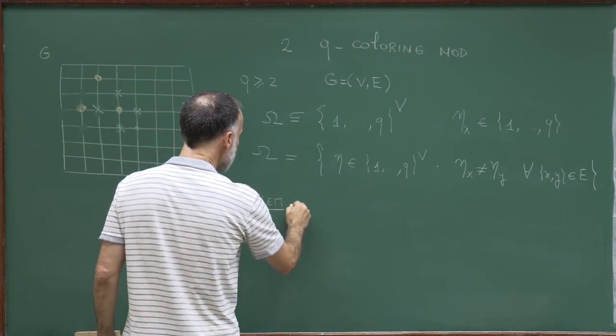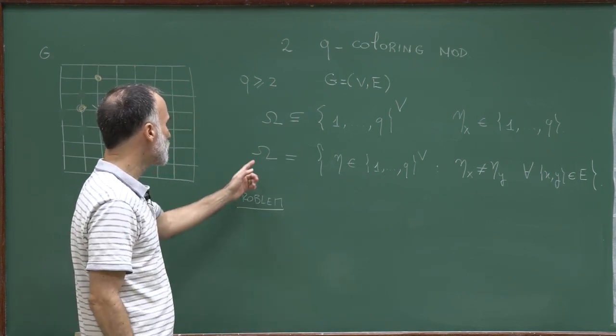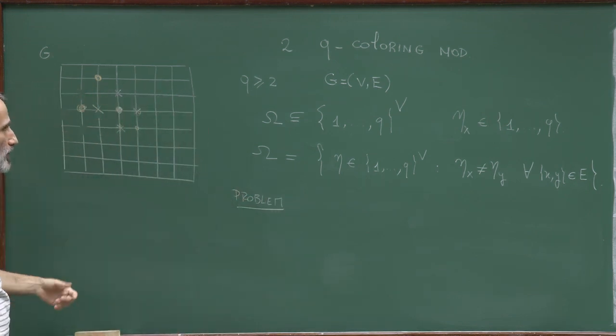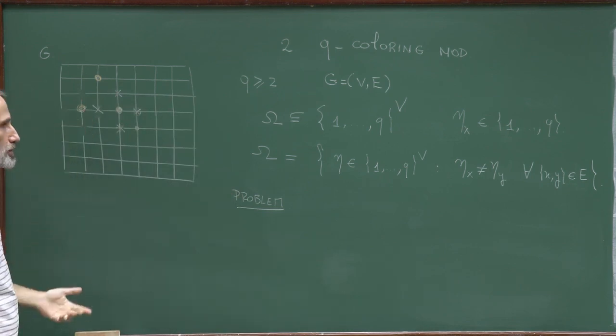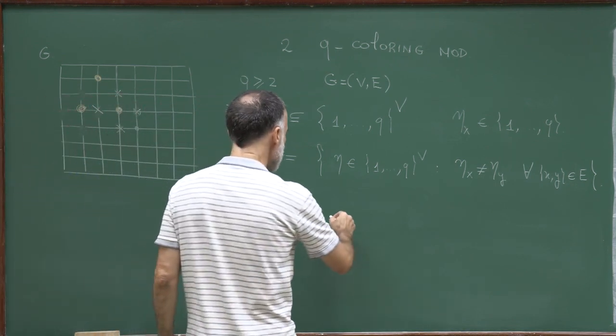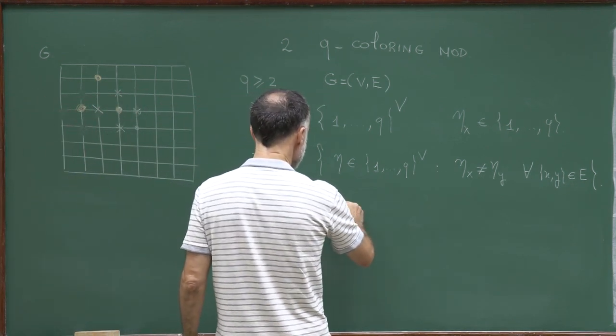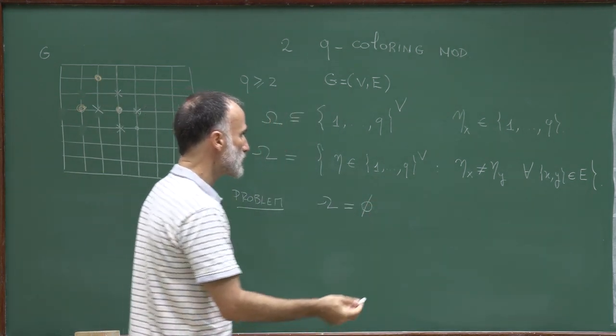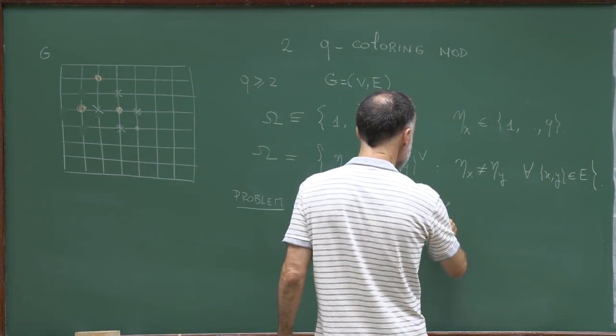The problem is that you don't know if it's possible to give a coloring of this graph, let's say with 2 or 3 colors, right? So let me give you an example. Maybe the set omega is just the empty set. So let's consider a simple example.